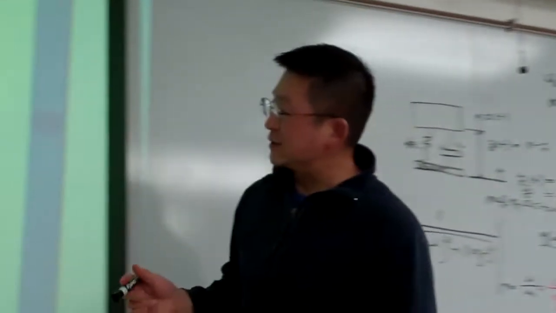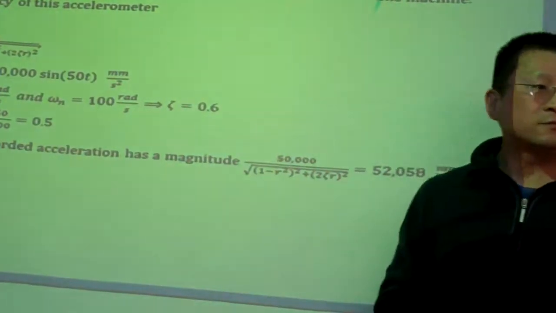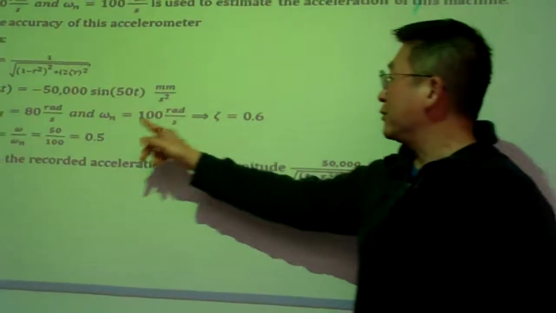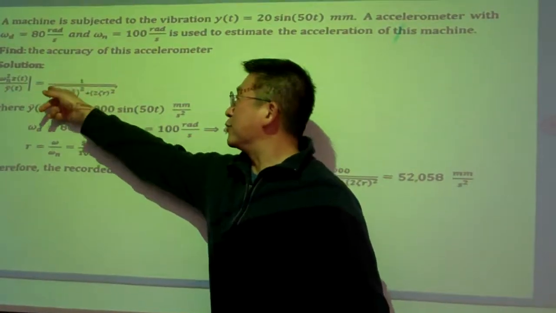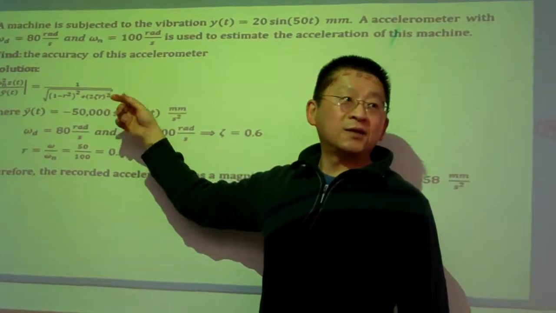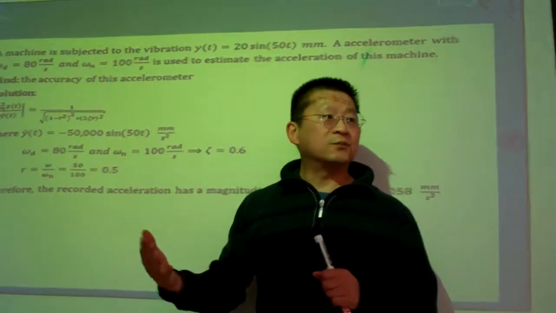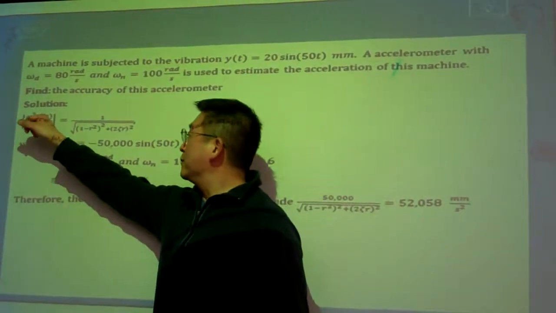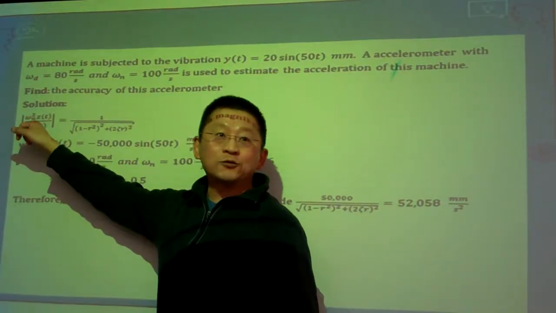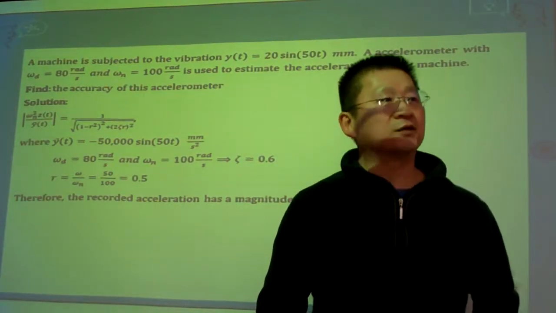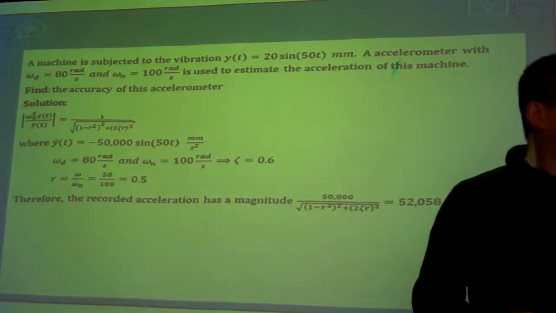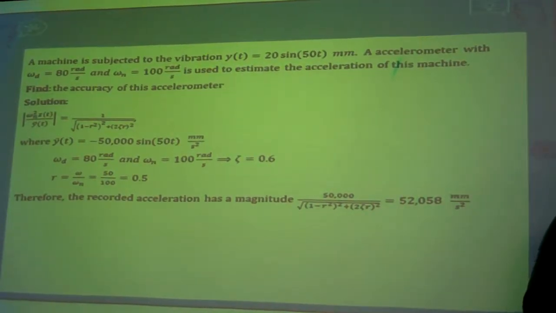Okay, and the calculated zeta is 0.6. So you have zeta, you have R, you plug in here, then you can calculate this ratio. That ratio represents the percentage of the measured value with respect to the actual one. So that finishes the problem here. Good? Okay, so that's it.